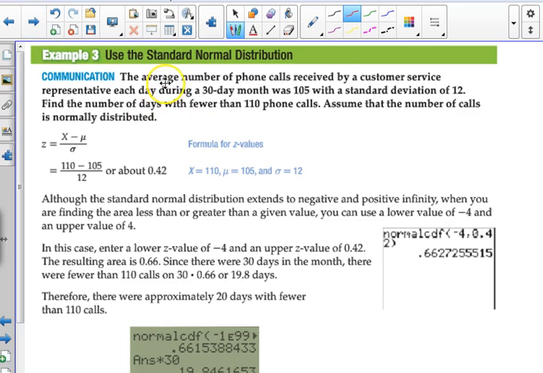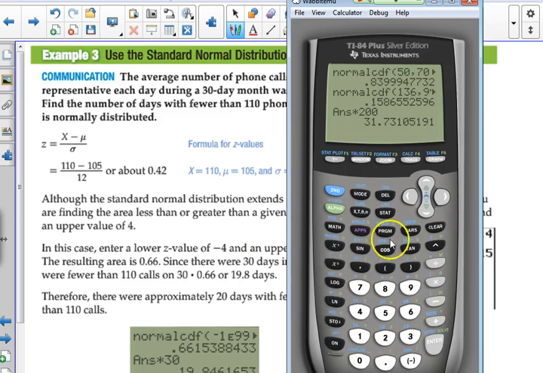Here's an example. It says the average number of phone calls received by a customer service rep during a 30-day month was 105 with a standard deviation of 12. Find the number of days with fewer than 110 phone calls. So we want to know from 0 to 110, basically.